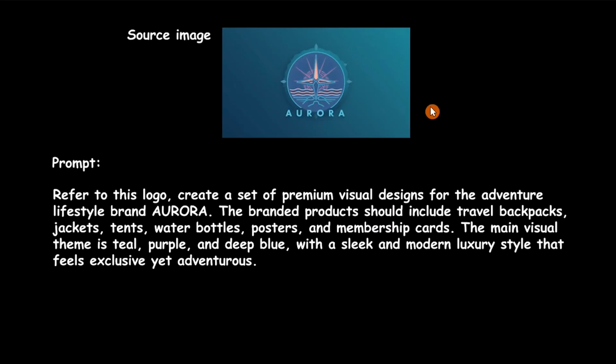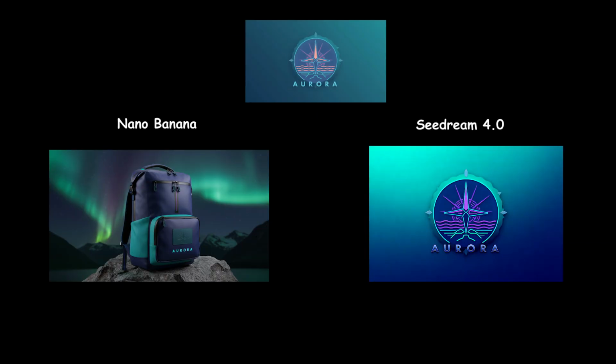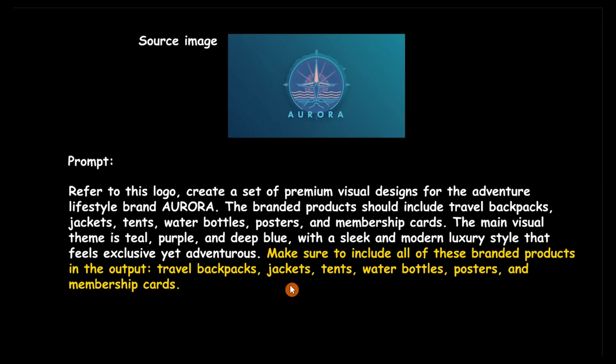In the next test, I use a logo as the source image and ask each model to create a set of branded products. When I try this with both models, sometimes the result only shows 1 or 2 products. This happens more often with Nano Banana. To avoid this, it helps to write a stronger prompt and add something like, "Make sure to include all of these branded products in the output." This makes the instruction clearer.